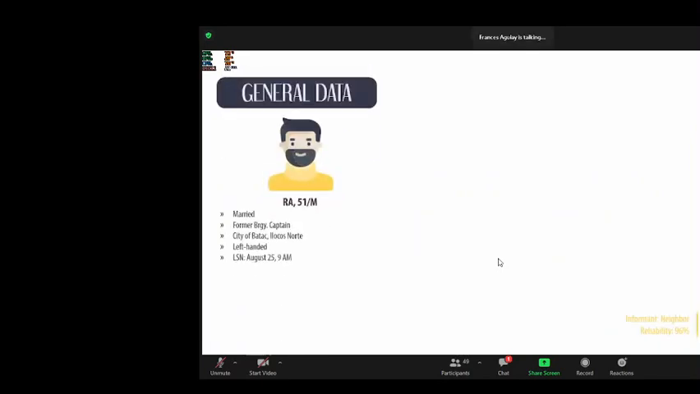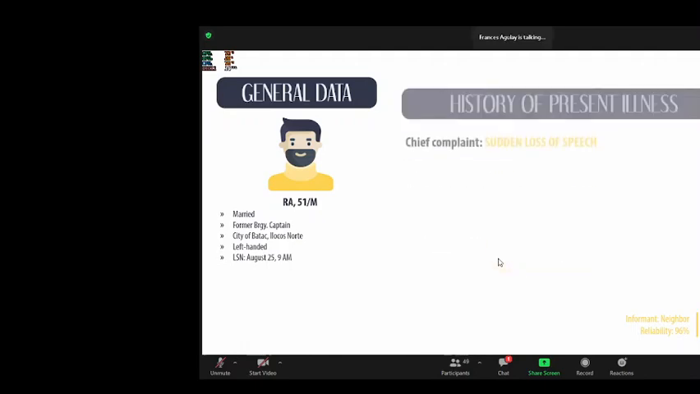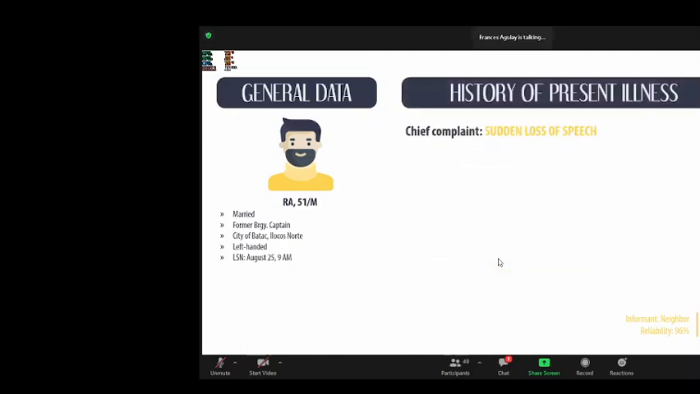So this is a case of RA, a 51-year-old male who is married and is a former barangay captain at City of Badac, Ilocos Norte. The patient is left-handed and was last seen normal on August 25, 9 in the morning. He came in with a chief complaint of sudden loss of speech. And 6 hours prior to admission, after eating their breakfast, the patient's wife noticed that the patient suddenly was unable to speak. This was accompanied by left-sided body weakness and left-sided facial drooping.